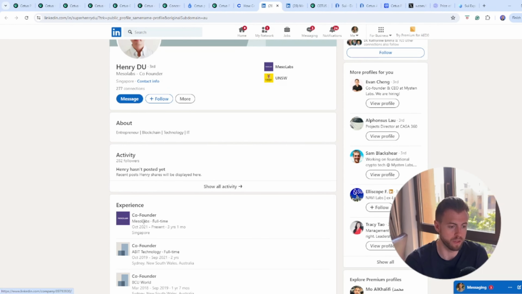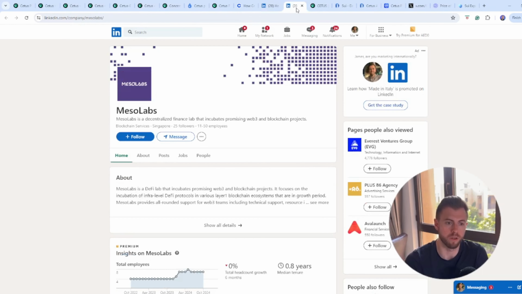Then when you search for him or Cetus in LinkedIn, there is a profile for Henry Du, no mention of Cetus Protocol, but there is a mention of Miso Labs. And then when you go on to Miso Labs, it says that Miso Labs is a decentralized finance lab. So it's focused on DeFi. But again, there is no real connection here that states that it is behind Cetus Protocol.